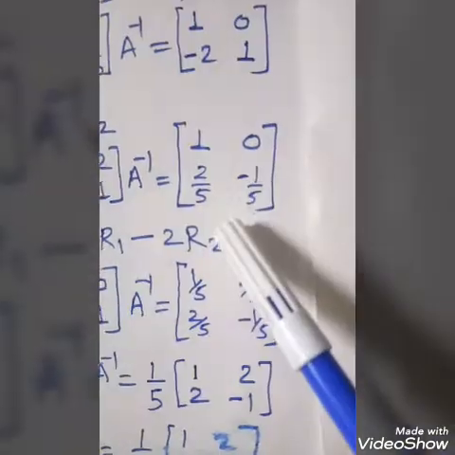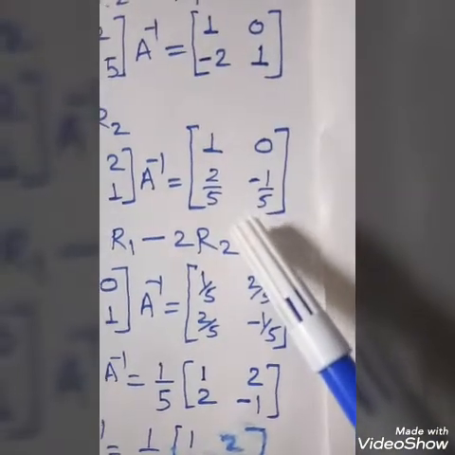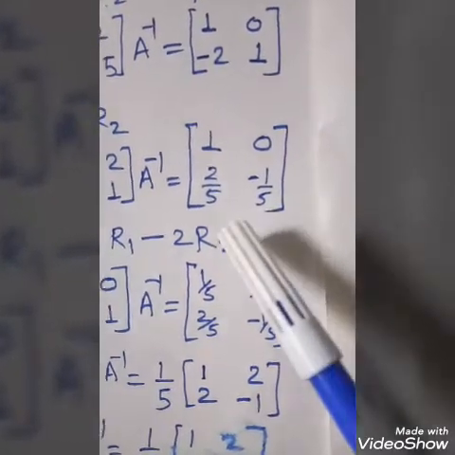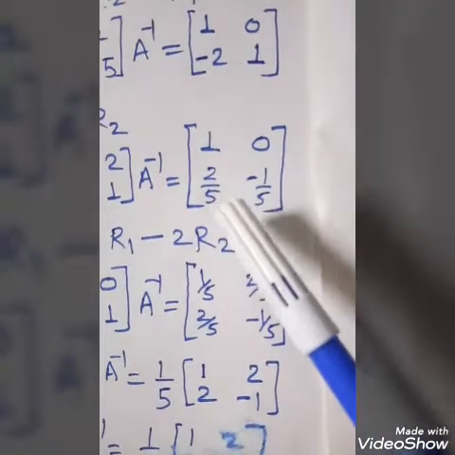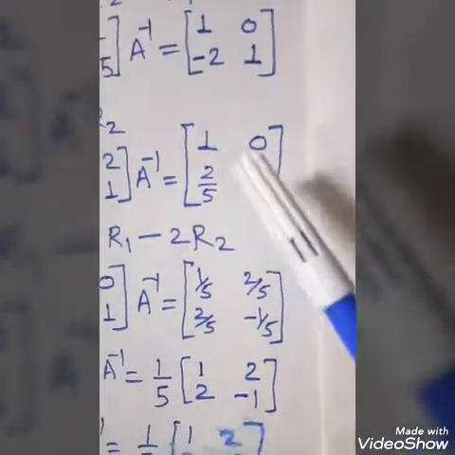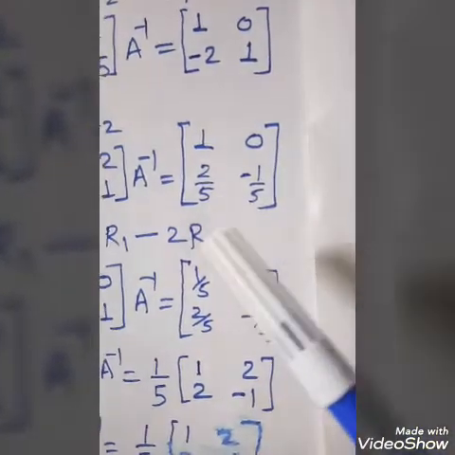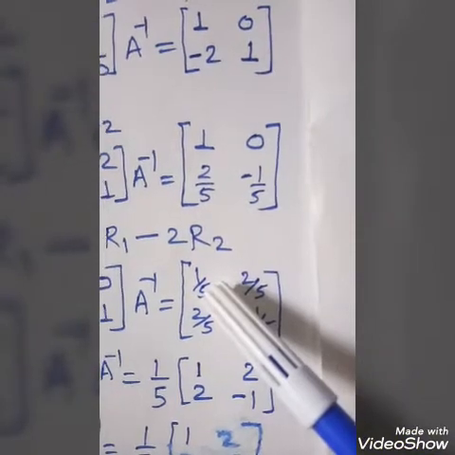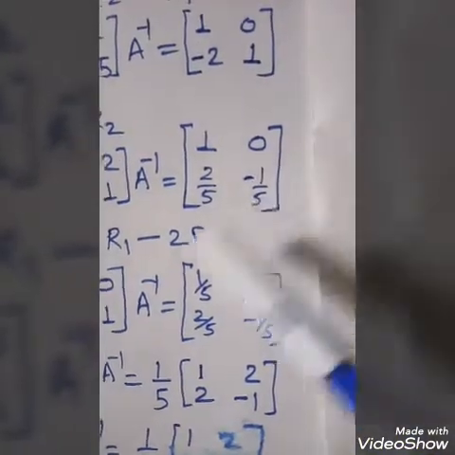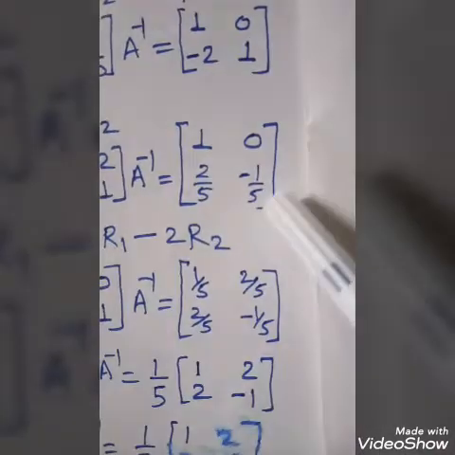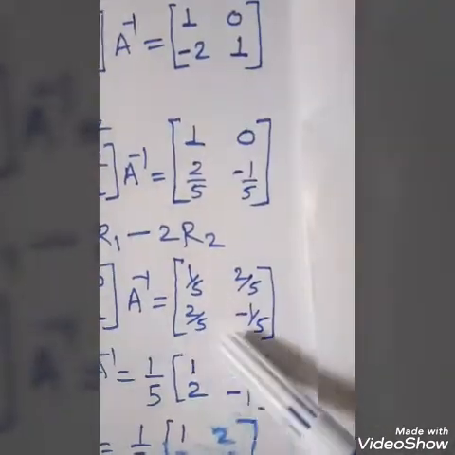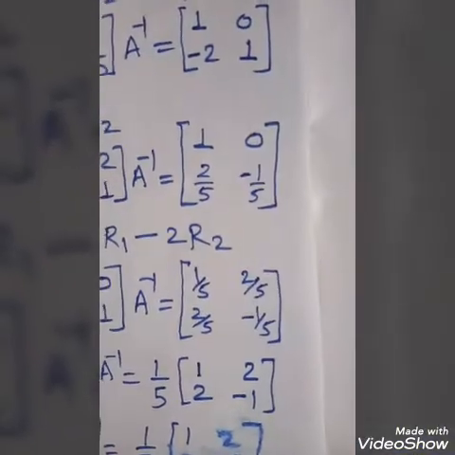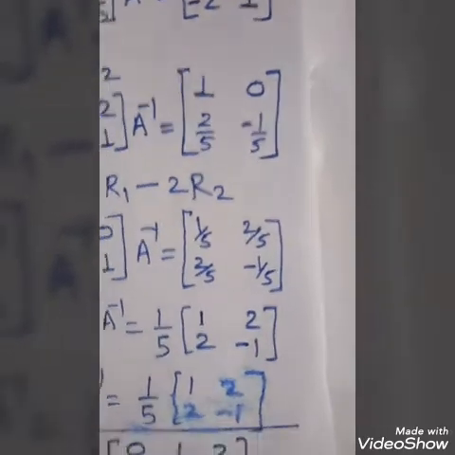Now here are some fraction numbers. We have to calculate these fractions properly. Addition आणि subtraction या fraction ची properly करायलाच पाहिजे. R1 minus 2 into R2 means R1 minus 2 into 2/5. If you calculate it, then we get 1/5. 0 plus 2/5 is equal to 2/5. Second row's elements as it is, this 2/5 and minus 1/5. Now here we get result.